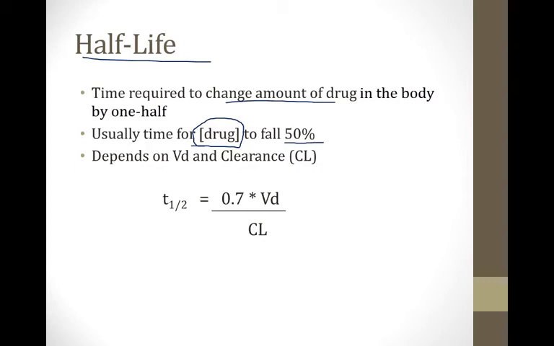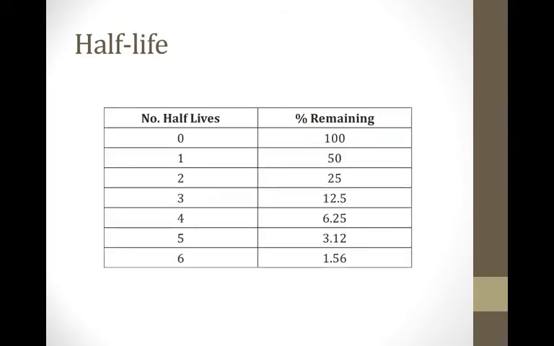And the half-life depends on the volume of distribution and the clearance of the drug. You can imagine that drugs with a very large volume of distribution take a long time for their levels to fall. You can also imagine that drugs that have a very high clearance rate fall more quickly than drugs that have a slow clearance rate. So the equation for half-life is that the half-life is equal to 0.7 times the volume of distribution divided by the clearance. So let's talk about what's going on inside the body after each half-life.